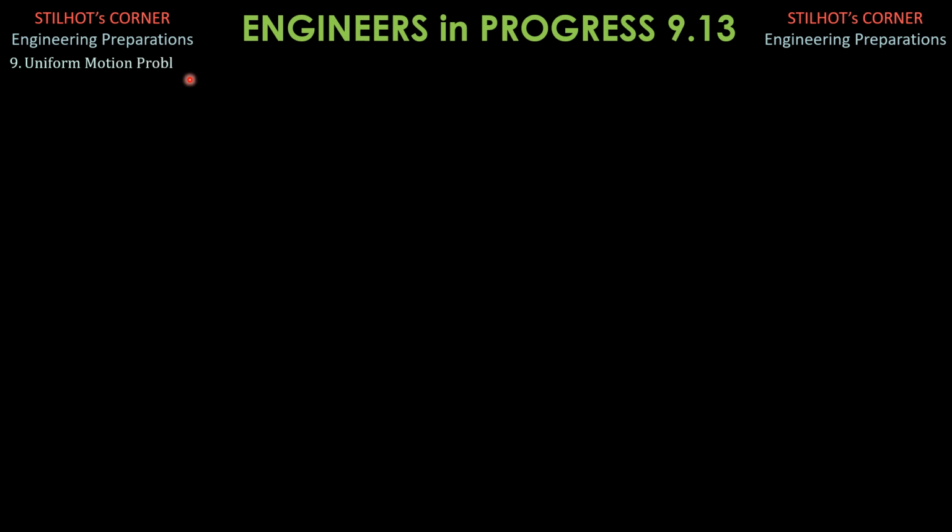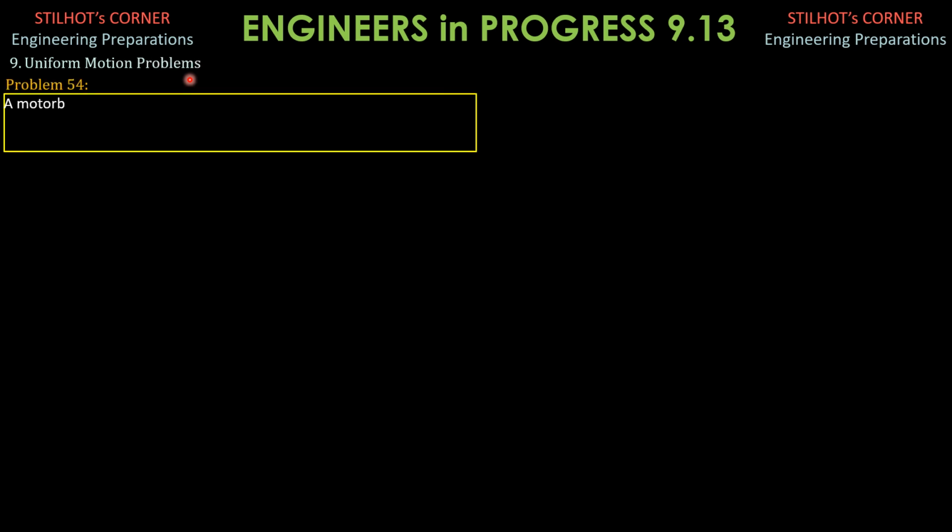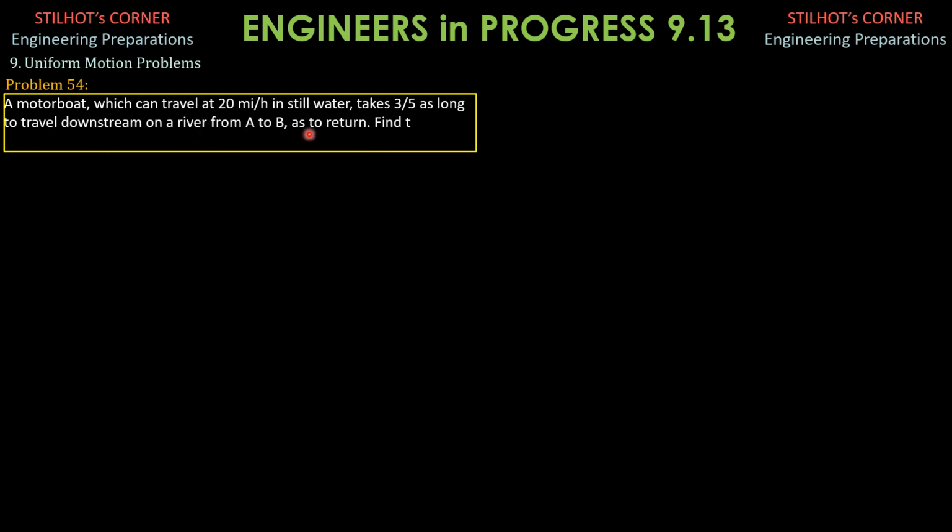So still on uniform motion problems, problem 54. A motorboat which can travel at 20 miles per hour in still water takes 3/5 as long to travel downstream on a river from A to B as to return. Find the rate of the river's current.